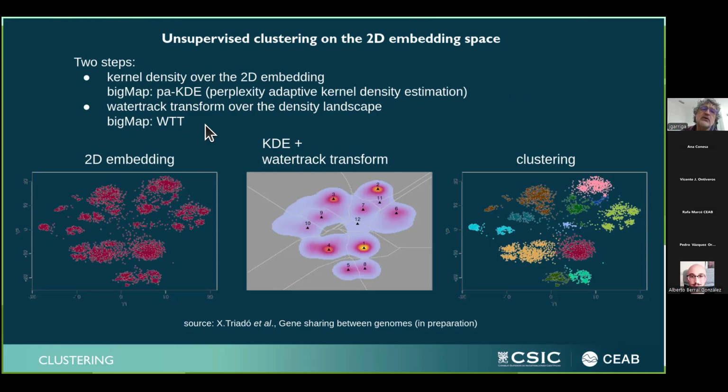Once we have built the kernel density, we run a watershed transform over this density landscape, which is a function that follows the water tracks in this density landscape and allows us to partition this embedding into different parts and to assign clustering labels to each data point. And then we can use these clustering labels to visualize the clusters, to overlay the clusters on the 2D embedding.